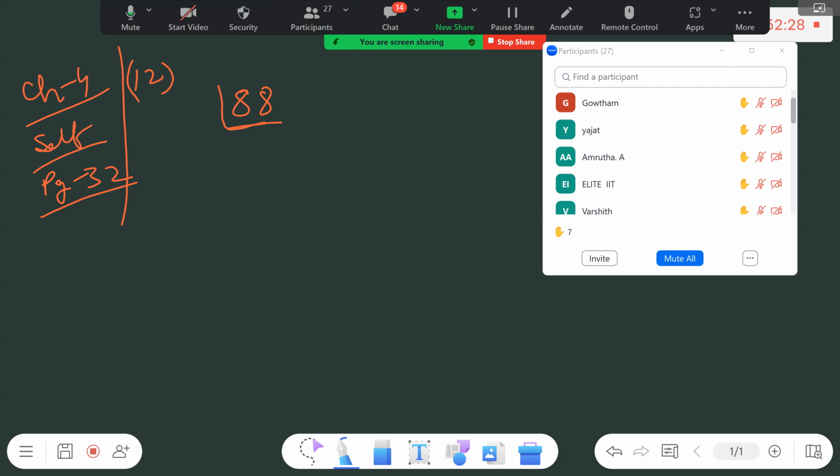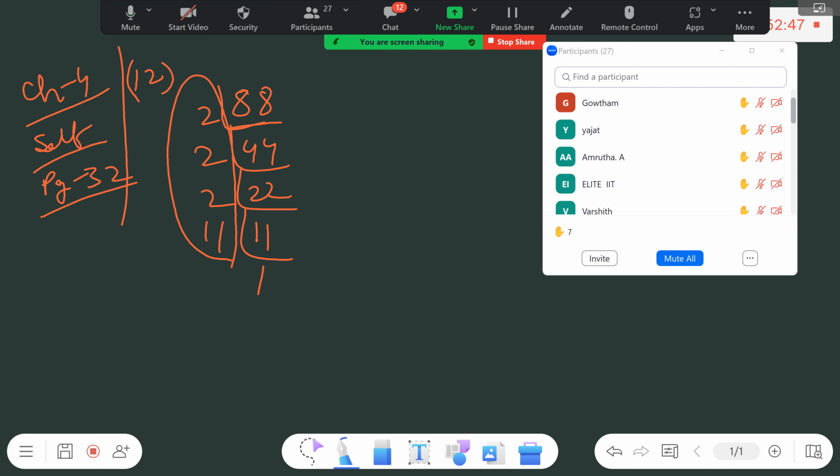Find the prime factorization of 88. Start with 2: 44. Again we can divide by 2: 22. Again by 2: 11. And then 11 into 1. Now the question is: prime factors of 88 are. How many prime factors do you see here for 88? 88 equal to 2 into 2 into 2 into 11. So total how many? 4. That is how 4 comes.